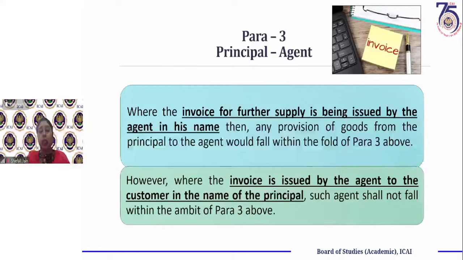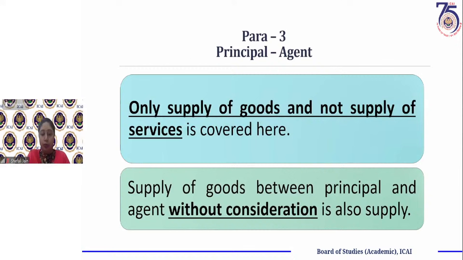Now, first of all we have to see whether this agent is actually an agent as per para 3 or not, because once a person is an agent as per para 3, there are specific conditions, specific riders, which the agent has to fulfill. Then only will this principal-agent relationship be considered under para 3. Supply of goods, and not supply of services, is covered here. Second, supply of goods between principal and agent without consideration is also supply. So only supply of goods is covered. Supply of services is not covered here.